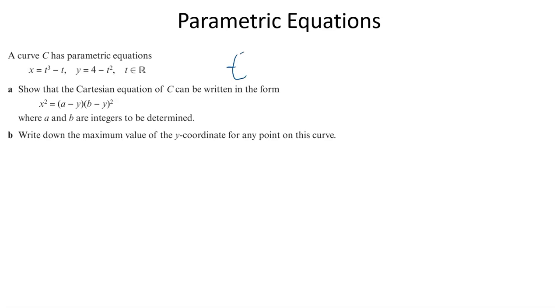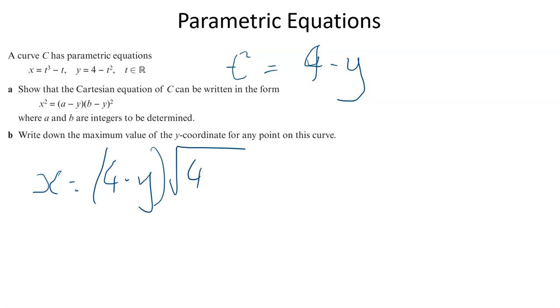We could say that t squared equals 4 minus y. Now, unfortunately, we can't just substitute that straight in, because if we did, we've got t squared, not t, so it would be a bit weird. We'd get something like x equals 4 minus y times the square root of 4 minus y, minus the square root of 4 minus y.